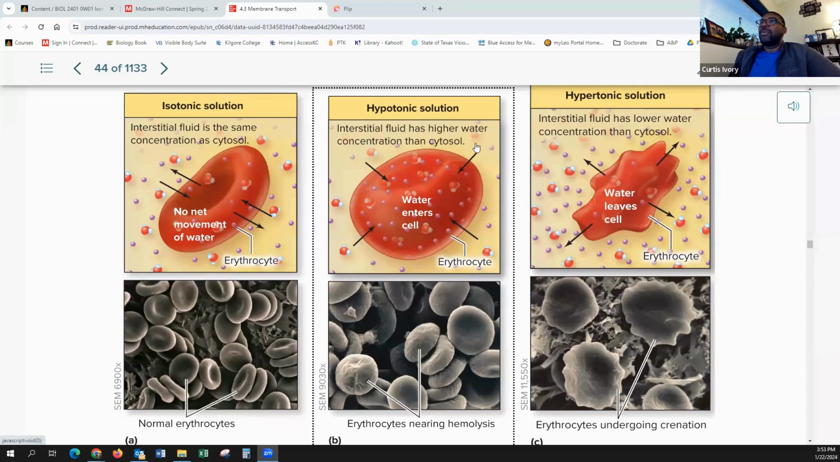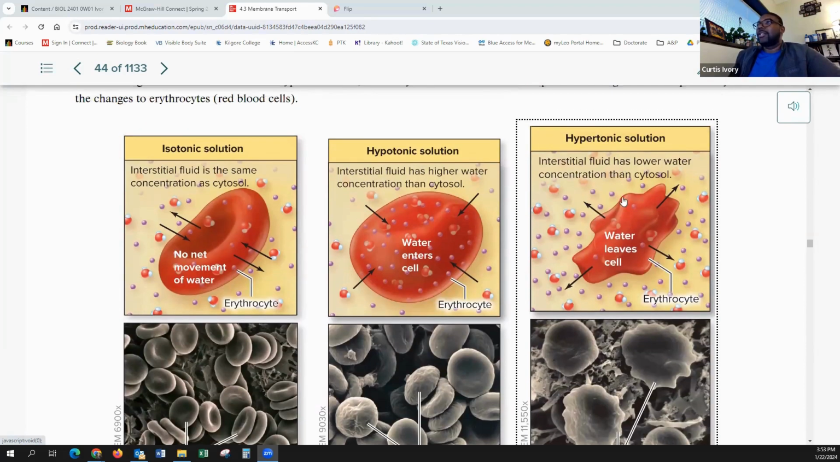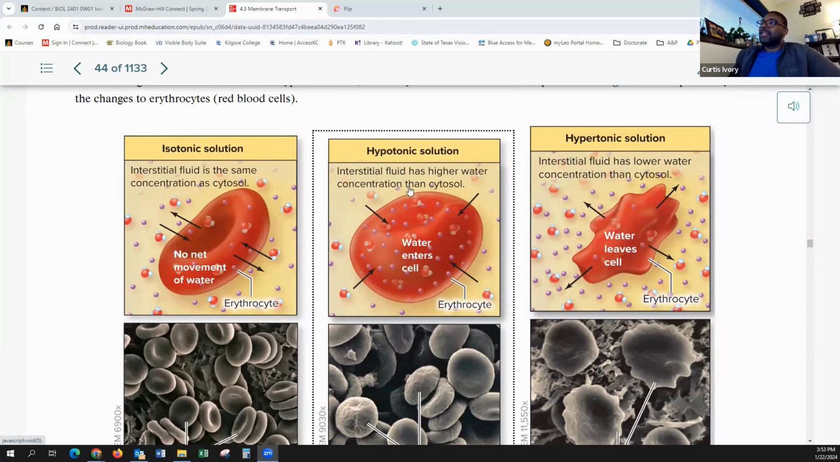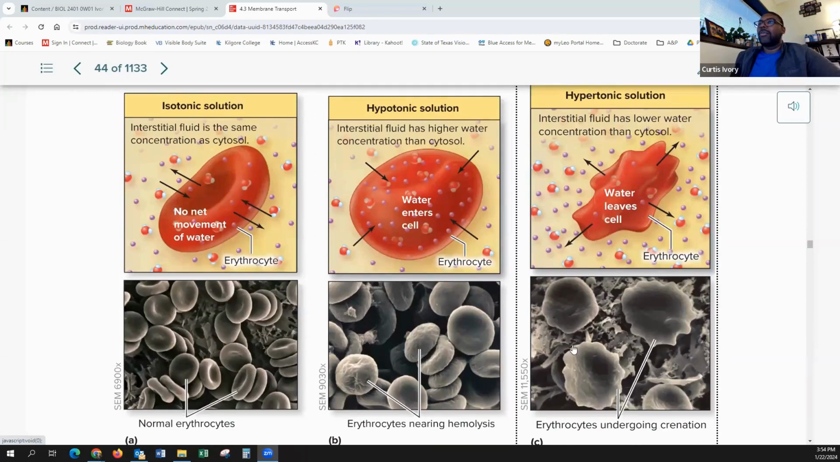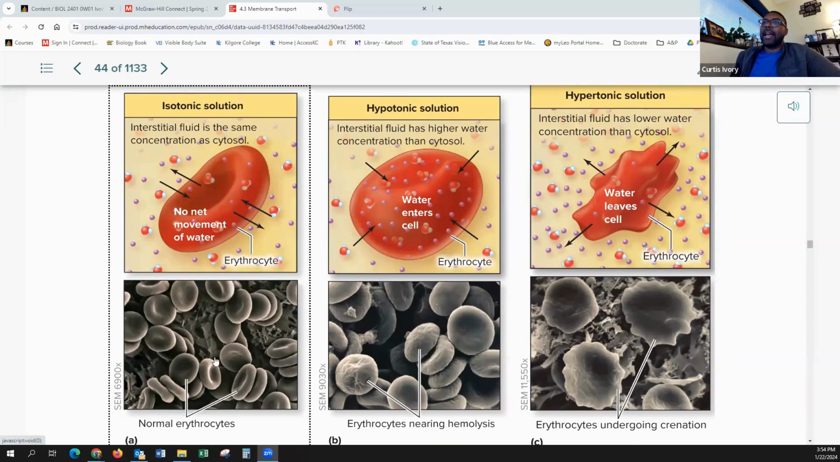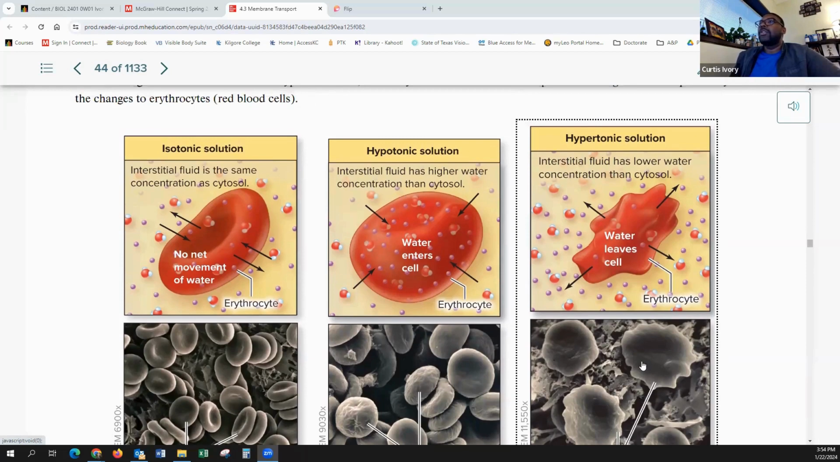So if you were to put distilled water in someone's veins, or if you were to drink a lot of salt water, you can potentially dehydrate yourself with the hypertonic solution and possibly kill someone. But if you put distilled water in someone's IV, you could definitely kill someone. So it's very pertinent that you understand toxicity of solutions. And here it's actually giving you actual images of blood cells that have been in isotonic, hypotonic, and hypertonic solutions.